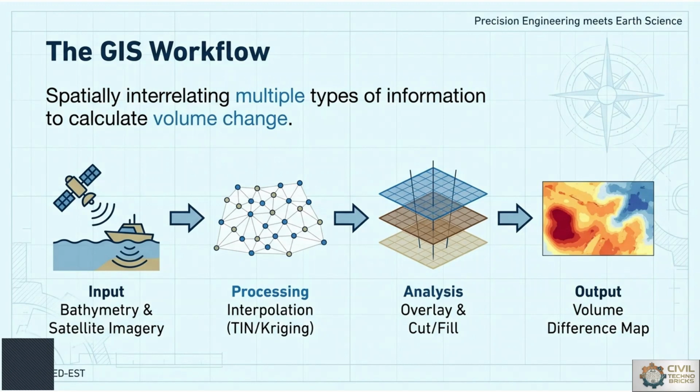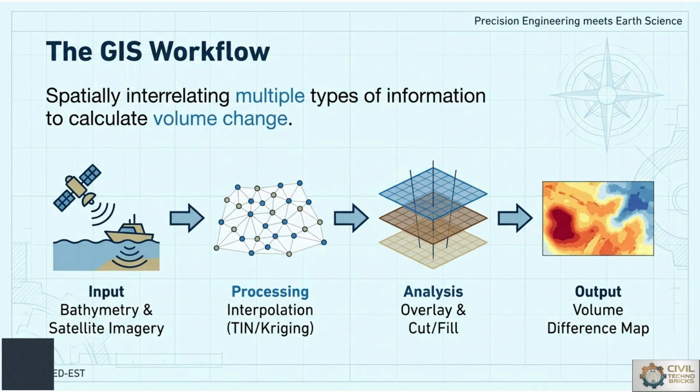Data acquisition, which is the input process, begins with collecting the raw data from multiple sources. Civil engineers use remote sensing or satellite imagery to monitor surface changes, and bathymetry, just like sonar from boats, to measure underwater depths, providing the input layers needed for the digital model.